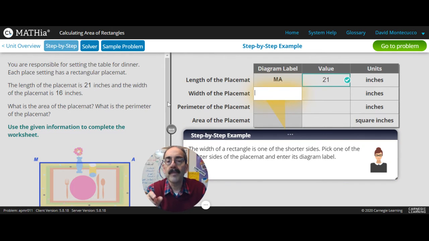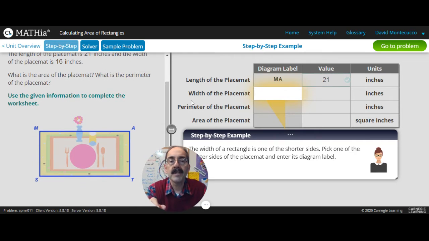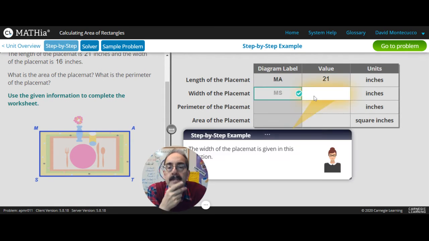And the width is going to be what? MS. I like hitting the caps lock button. They love capitals in this thing. So then it's 16 inches.